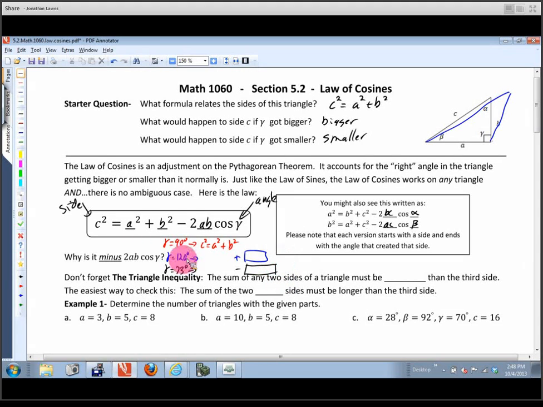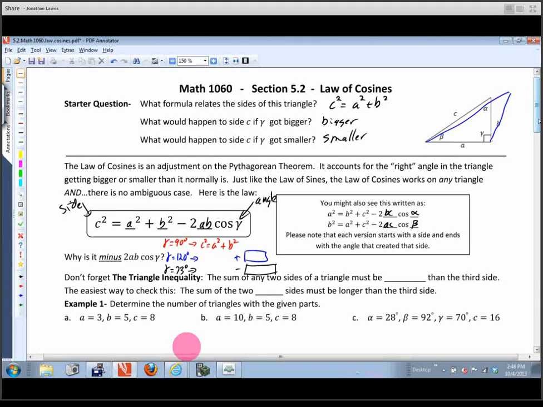So when the angle is larger than 90 degrees, we have a minus, which gives us a plus. That increases the size of side c. And when gamma is less than 90, the cosine of that angle is positive, so we just have a negative times a positive, so we end up subtracting. And that's how it makes the adjustment.